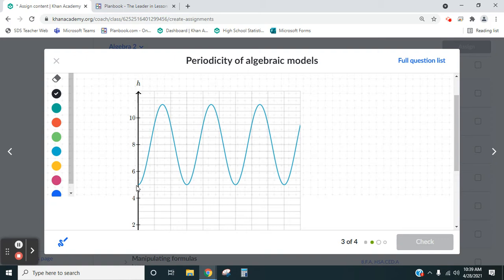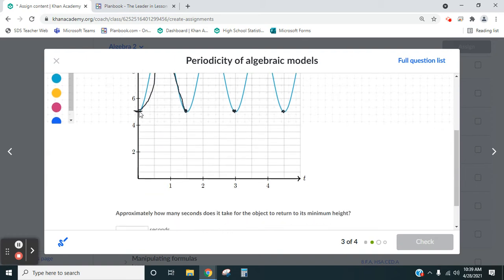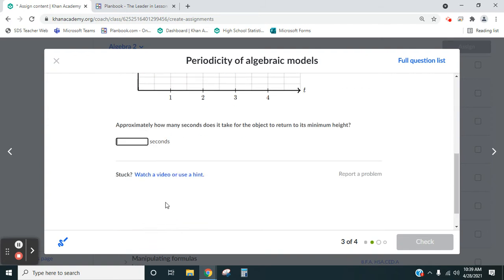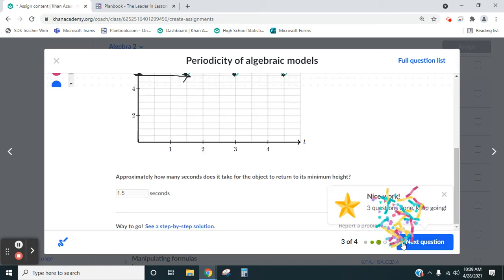So, let's say it starts here, starts at 5 centimeters. It goes up, comes back down there, boom, right? And then the cycle repeats again until it returned to its minimum height, and then one more time there. And it would continue to repeat, I presume, right? How often does that happen? It started there, it ended there, every 1.5 seconds. That is periodicity.